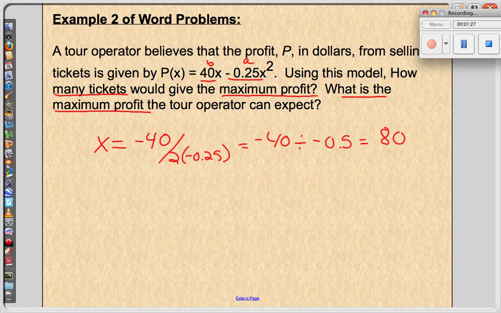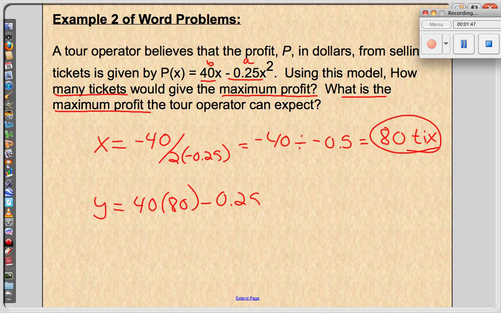So to answer the first question, the x value is 80. So how many tickets? 80 tickets would give me my maximum profit. So to get what my maximum profit is, I just plug in 40 times 80 minus 0.25 times 80 squared. And when I do that in my calculator, you get $1,600. So that would be my maximum profit.